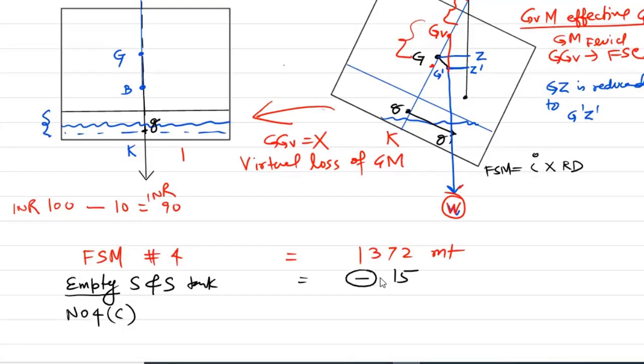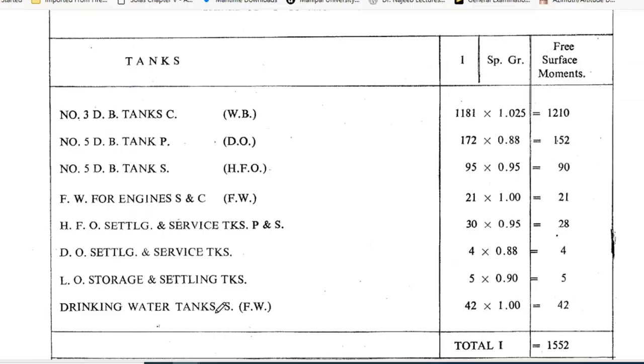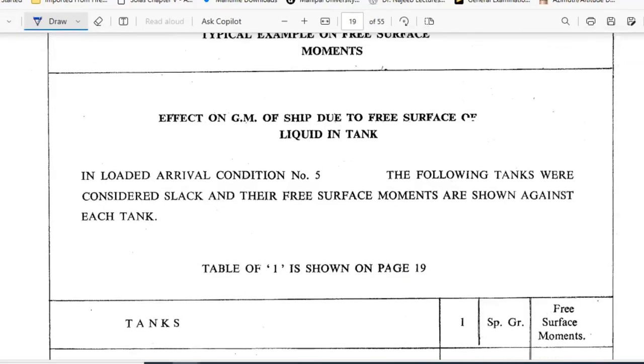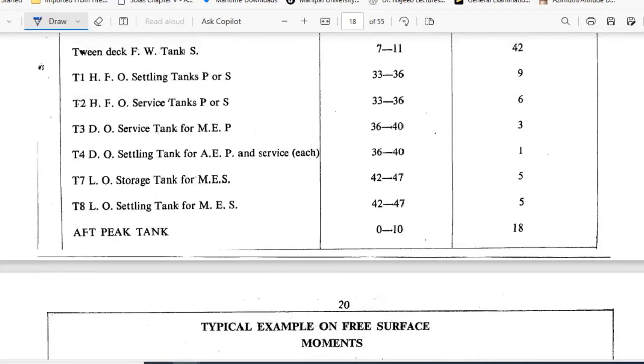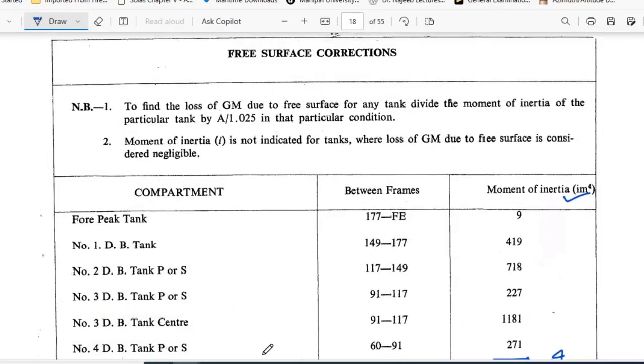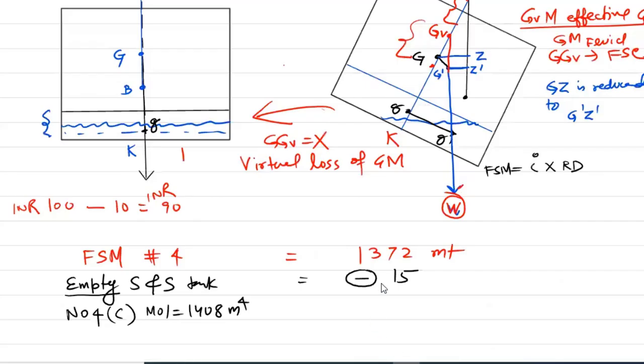Number 4 center tank. What is the moment of inertia? MOI is given as 1408 meter raised to the power 4. Sorry. That is given on page number 18. If you want, I'll give you the PDF also. You have the book. This is given on which page? Page number 18. If you want, you can put a remark so that you don't get confused. Page number 18, this information. What is the next information?